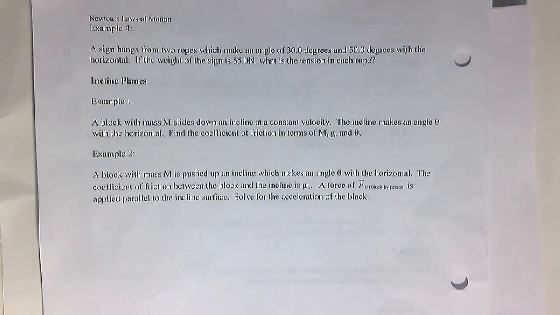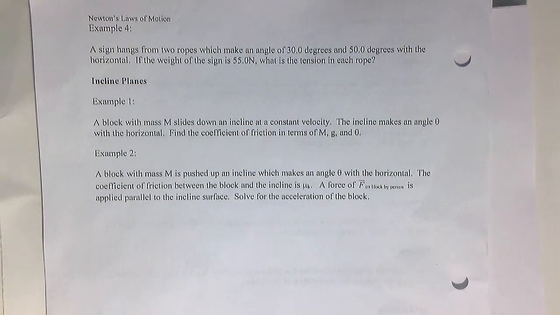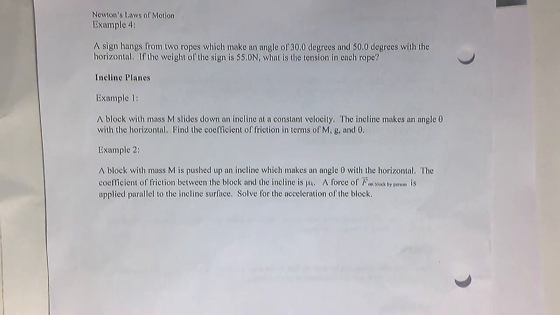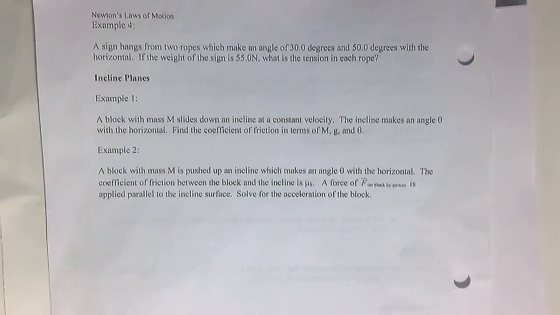Okay, in this lecture series, we're going to be covering inclined planes. So for example 1, a block with mass m slides down an incline at a constant velocity. The incline makes an angle theta with the horizontal. Find the coefficient of friction in terms of the mass, the acceleration due to gravity, and the angle theta, which is the angle of the incline.